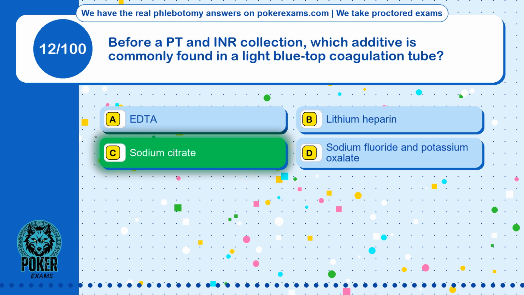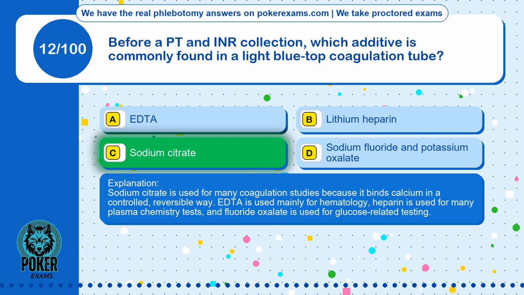The correct answer is option C. Sodium citrate. Sodium citrate is used for many coagulation studies because it binds calcium in a controlled, reversible way. EDTA is used mainly for hematology, heparin is used for many plasma chemistry tests, and fluoride oxalate is used for glucose-related testing.